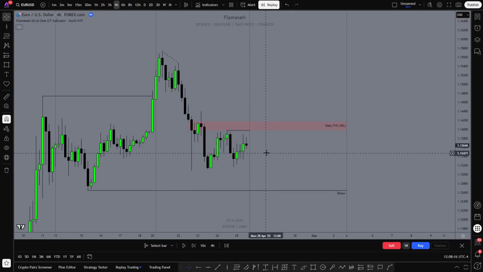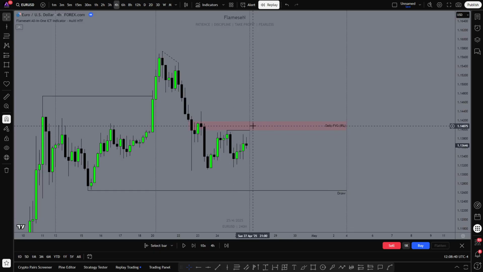Let me show you exactly how you could have traded it, navigated it, and what the valid trading opportunities were throughout the week. First of all, on Monday, price was stuck inside this range. Above this range high, we had the daily FVG, fair value gap, and the daily key level.